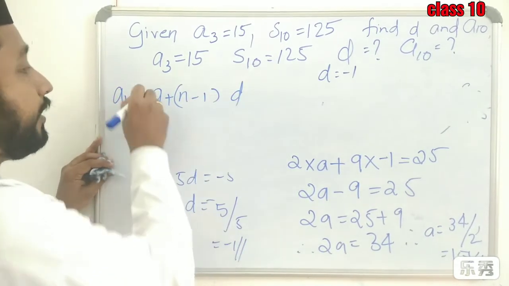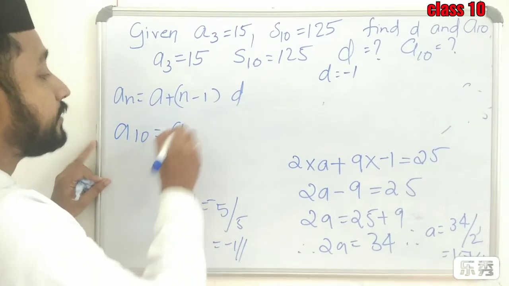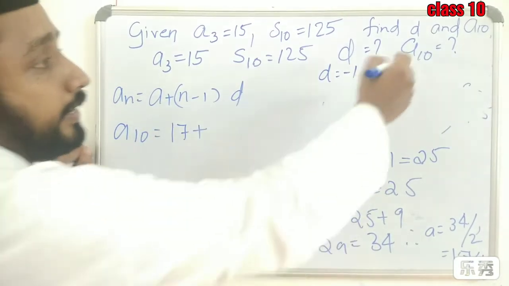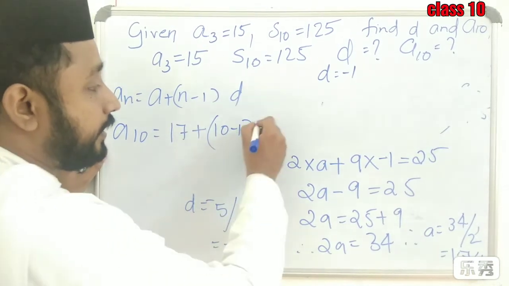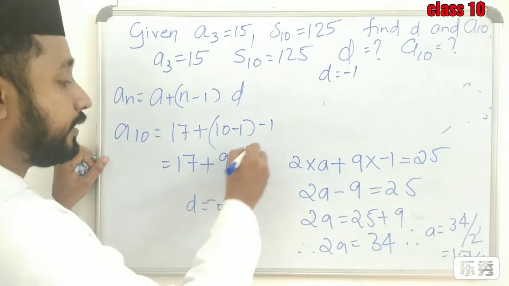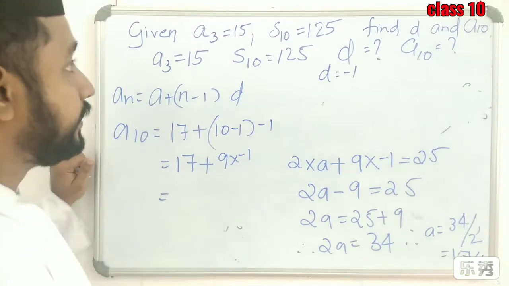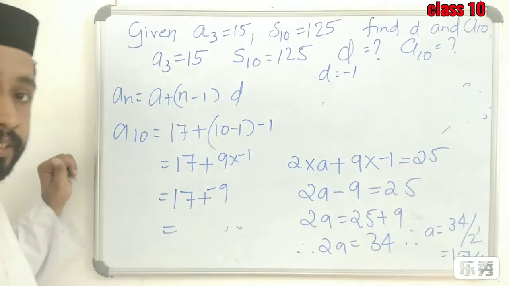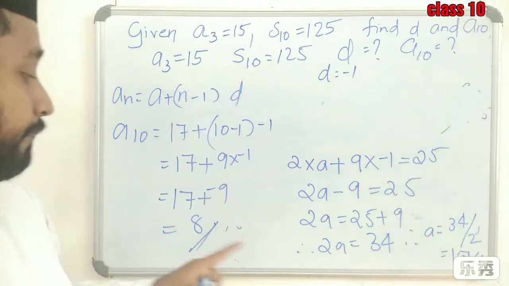That is a_n. You have to find out the nth term. a plus, what is a? a is 17 plus n minus 1. Here a10, so n is 10, that is 10 minus 1 into d, d is minus 1. Is equal to 17 plus 9 into minus 1, that is 17 minus 9, which means 17 plus minus 9, that is 8. So the 10th term of this AP is 8.